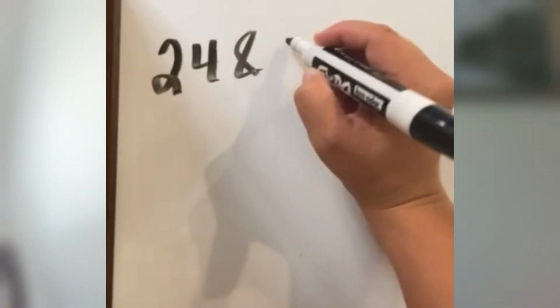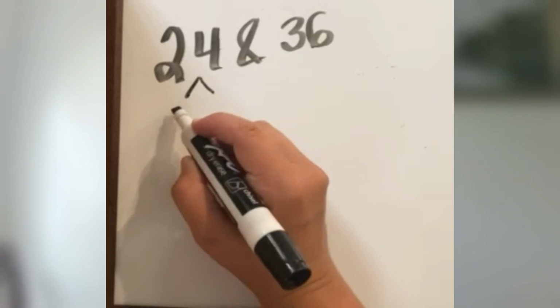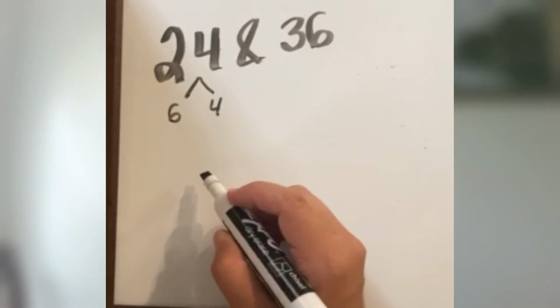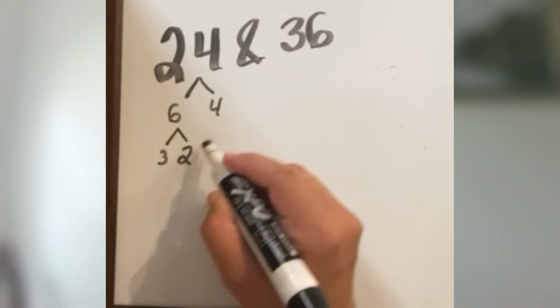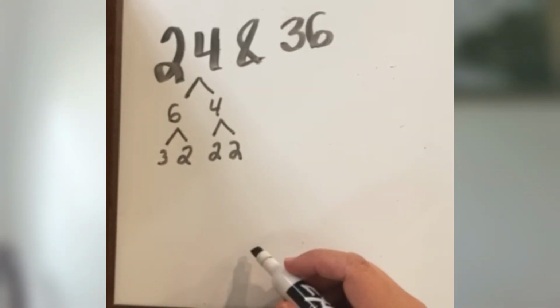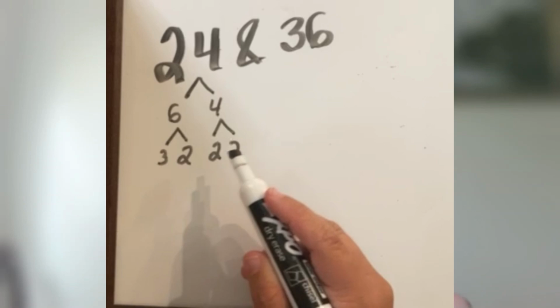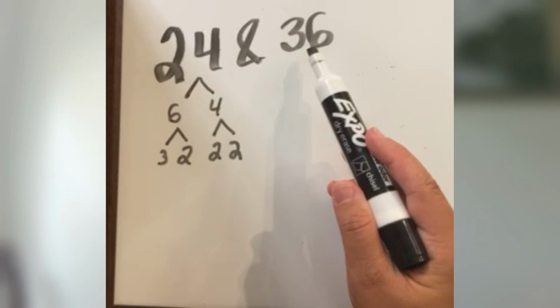Here's our first one. 24 and 36. And we want to find the GCF, and we're going to use prime factorization. So first step, we're going to do the prime factorization for each number. So breaking 24 down, we can do it into 6 and 4. We can further break down these numbers into 3 and 2 and 2 and 2. So 2 and 3 are prime numbers, so we're done. So we have 3 times 2 times 2 times 2. When multiplied together, we'll get 24.